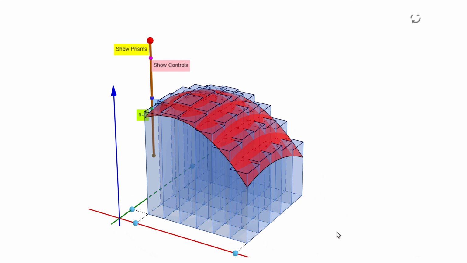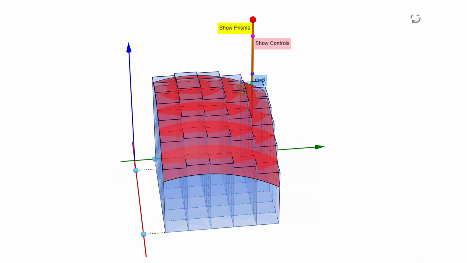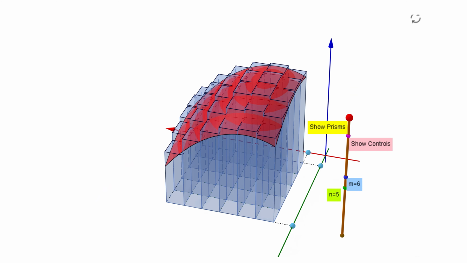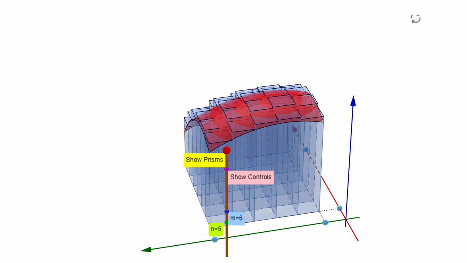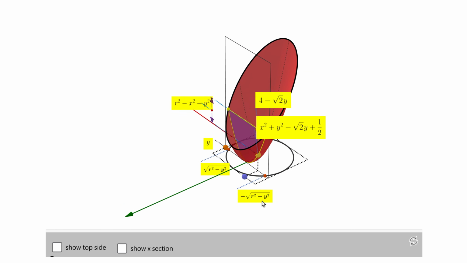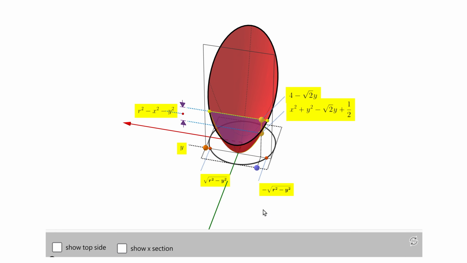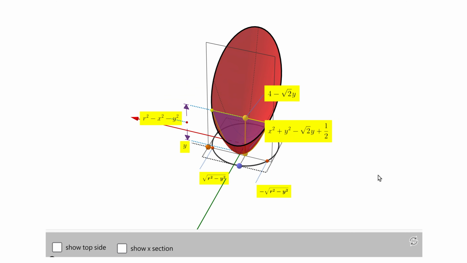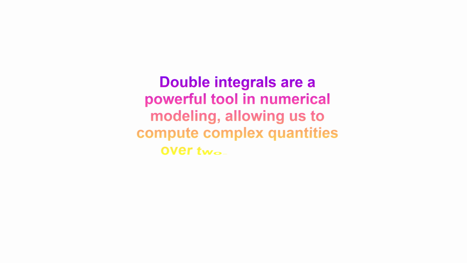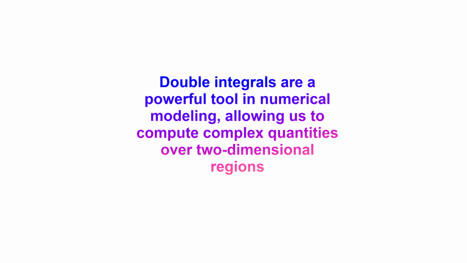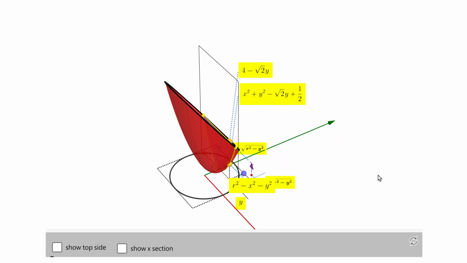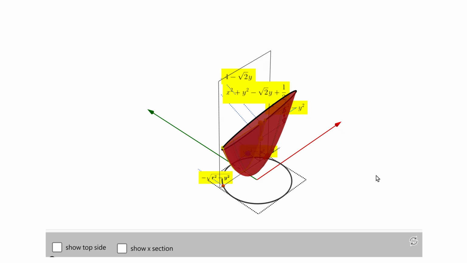Now, in the world of science and engineering, we often need to calculate how certain quantities accumulate over an area or even a volume, whether it's determining the total heat across a surface, the mass of an object with varying density, or even the flow of fluid through a pipe. This kind of problem isn't always easy to solve with a simple equation. That's where double integrals come in. Double integrals are a powerful tool in numerical modeling, allowing us to compute complex quantities over two-dimensional regions. From understanding electromagnetic fields in physics to optimizing designs in engineering, mastering double integrals is crucial.